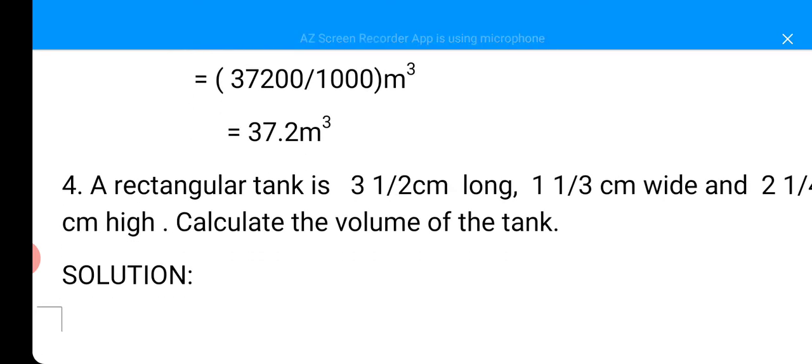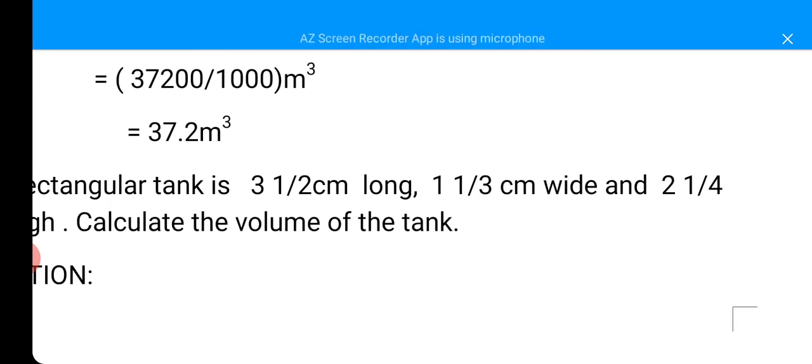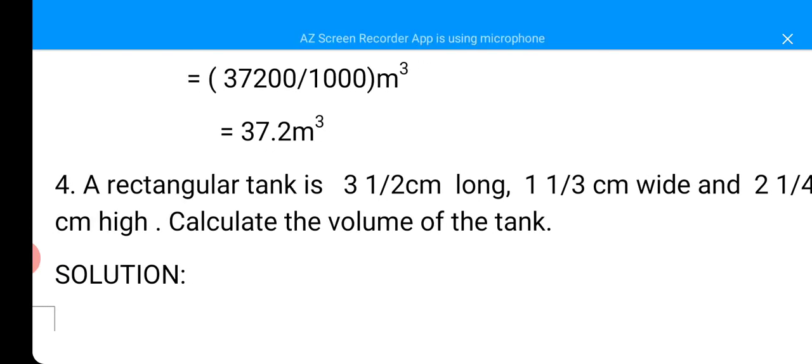Question number 4. A rectangular tank is 3 and 1/2 centimeter long, 1 and 1/3 centimeter wide, and 2 and 1/4 centimeter high. Calculate the volume of the tank.